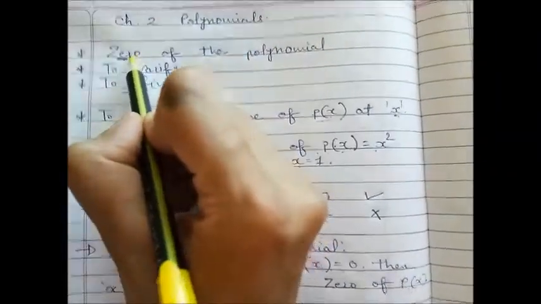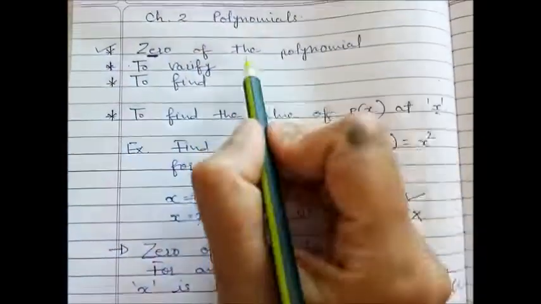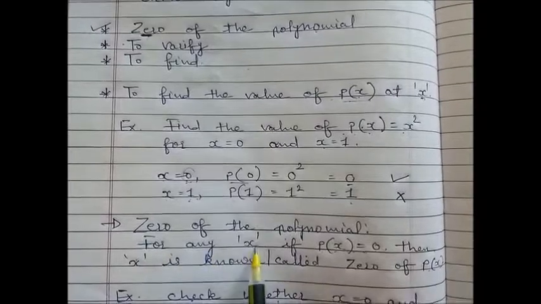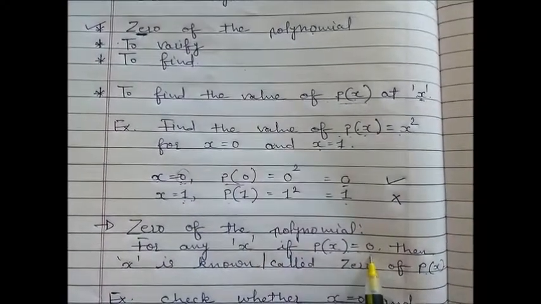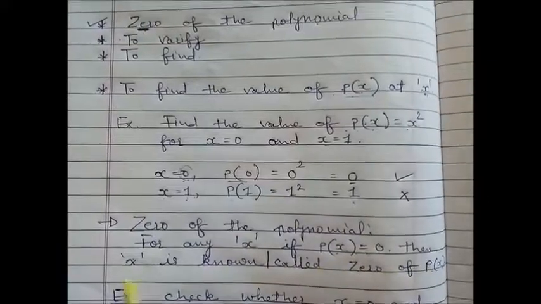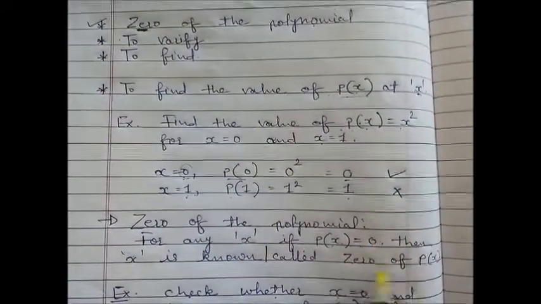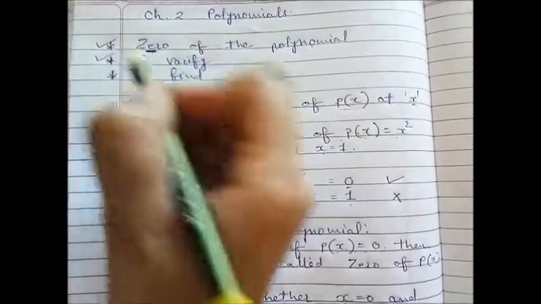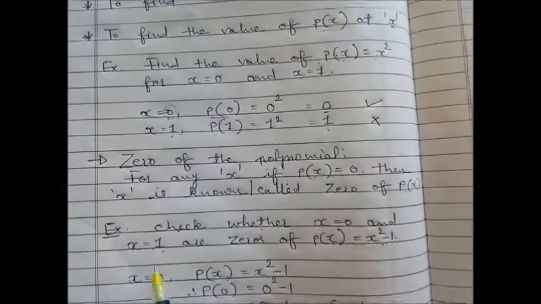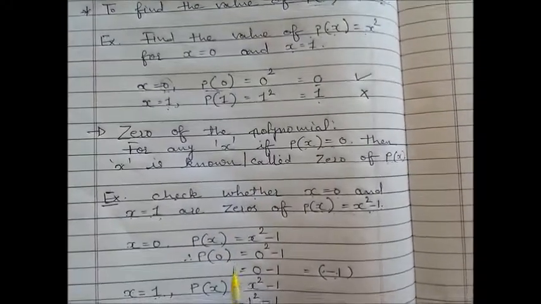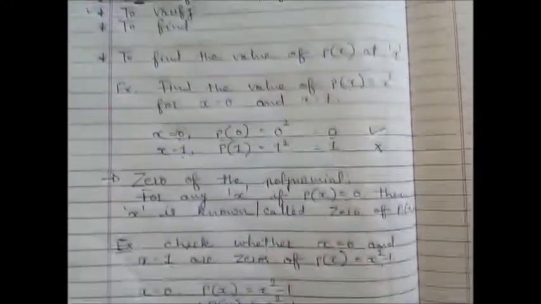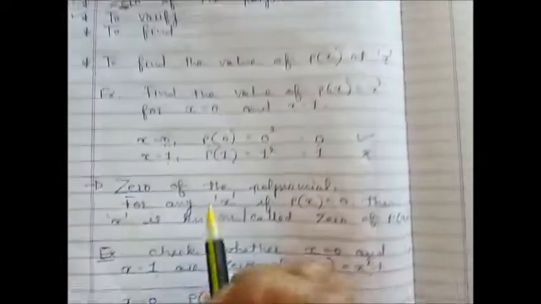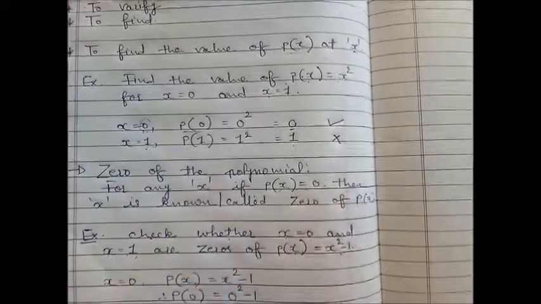Now, we have covered these two topics, that is, a 0 of the polynomial. What do you mean by 0 of the polynomial? So for any x, if p of x is equal to 0, then that x is called 0 of p of x. And second we have done, that is to verify whether the given numbers are 0 of the polynomial or not, right? Now we are going to start the third topic, that is to find the 0 of the polynomial, right?